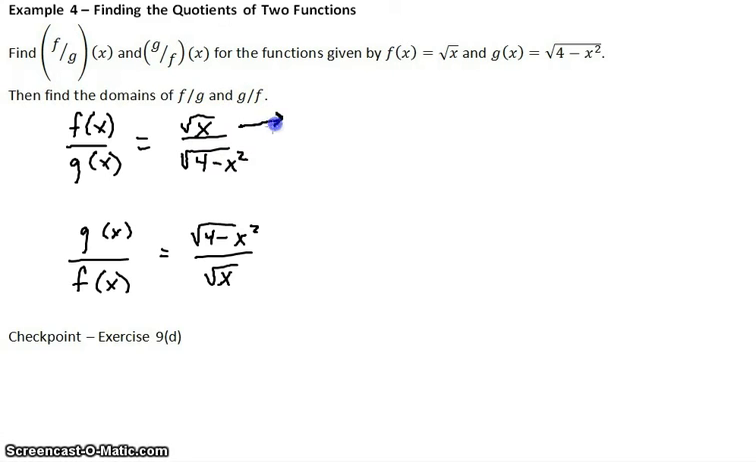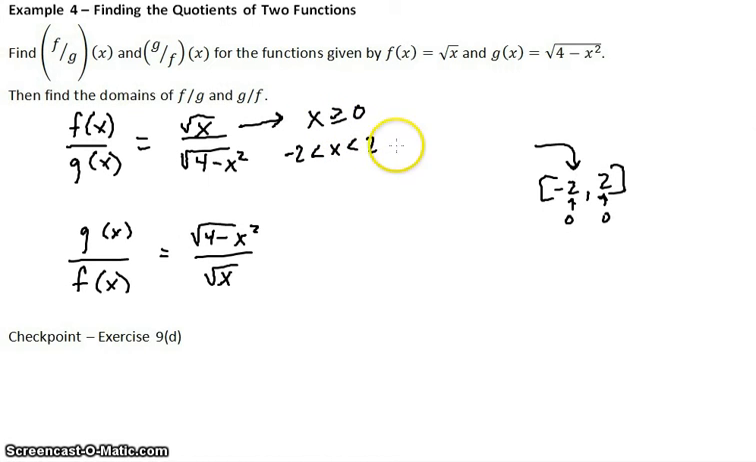We talked about the domain for this as all non-negative numbers, or it could be 0 or above. I did some work over here, and it's not in this video, but we talked about them being from -2 to 2 as possible numbers you could plug in. But the problem for this is that you can't plug in all these numbers, because if you plug -2 in, you get 0. If you plug 2 in, you get 0. We can't have a 0 in the denominator. So as an inequality, we go from -2 to +2.